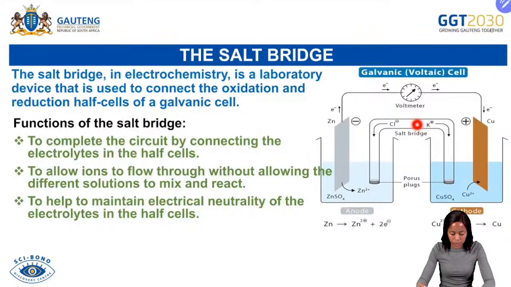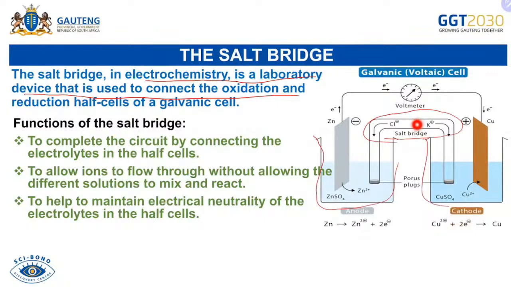The salt bridge now, it says in electrochemistry, is a laboratory device that is used to connect the oxidation and reduction half reactions of a galvanic cell. Okay, so this is now the salt bridge. We spoke about that. So it's a laboratory device, okay, that is used to connect what? The two half reactions, that is your oxidation and your reduction reactions there.